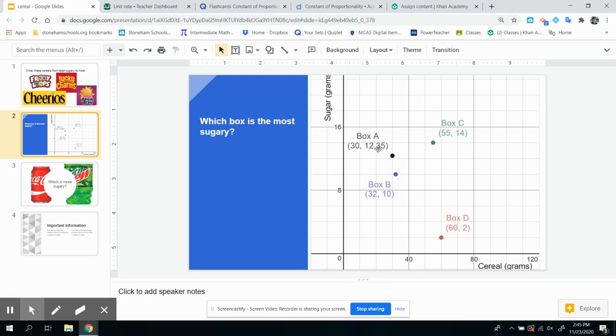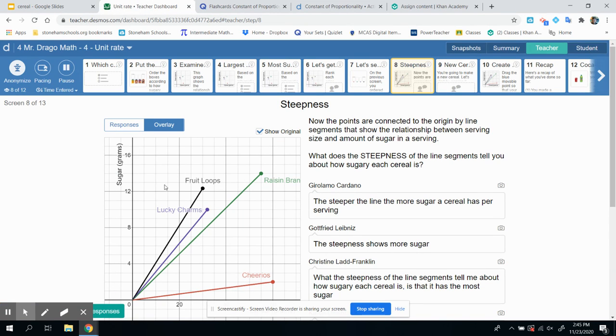And that's because while you might see less sugar here than box C, right? This is also for a smaller amount of cereal here. And so if you divided the amount of sugar here by the amount of grams to find how much sugar it is for 1 gram of cereal, you'll find that box A has more sugar there. And in fact, here was the chart that they showed you. So Fruit Loops had the most sugar, right?